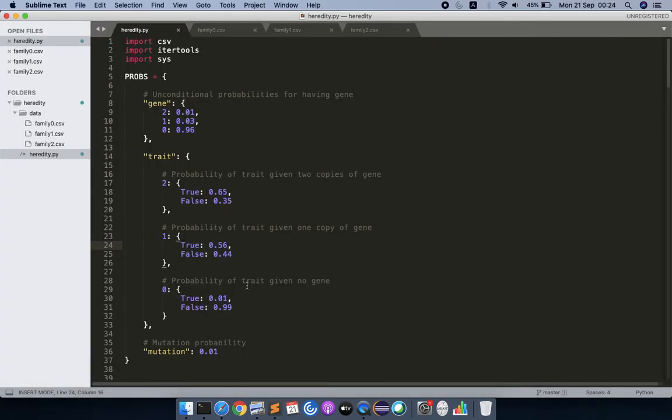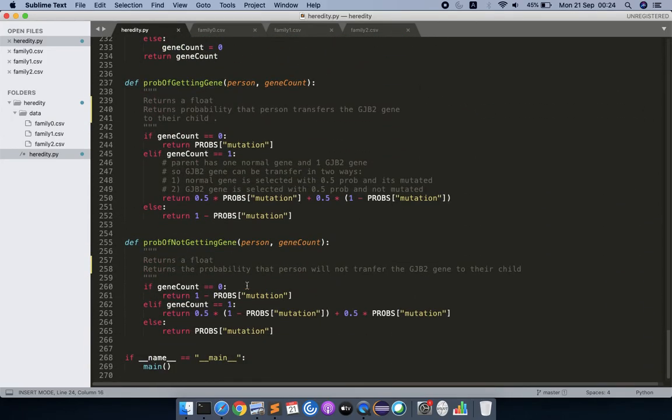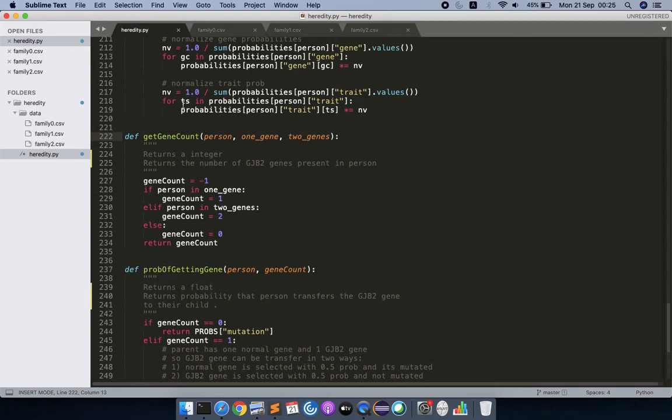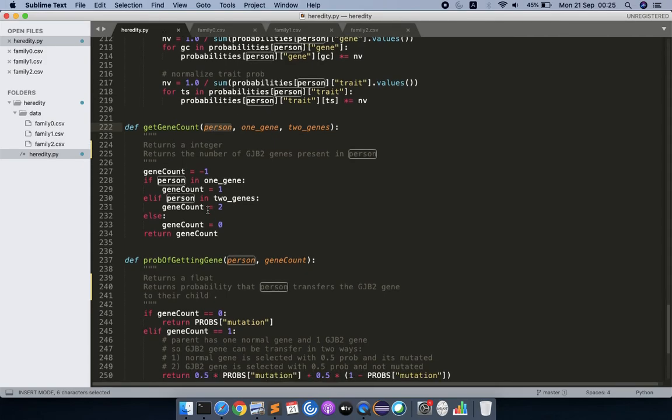I also want to explain the three extra functions which I wrote for the purpose of this program. These are very simple. These functions perform very specific and simple tasks. This function will tell me the number of genes a person has. It simply takes as input a person, the set of one gene and the set of two genes, and returns how many copies of the gene this person has.